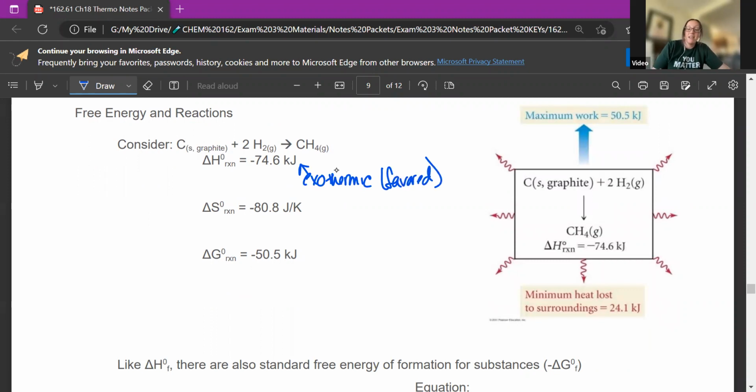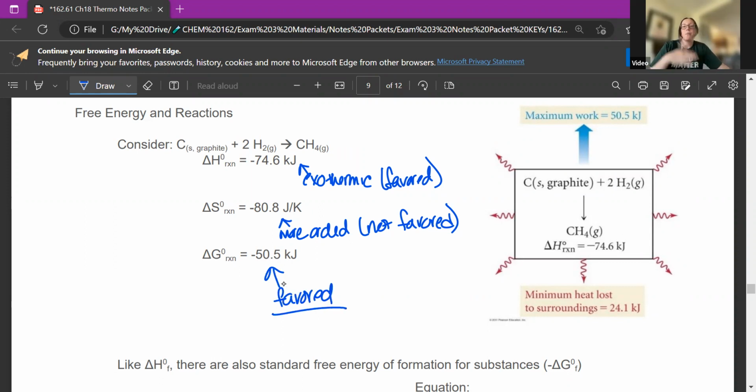Okay, it has a negative delta S, which means it is going to become less entropic or more ordered, which is not favored. So in order to actually find if the reaction is going to be favored or not, we have to plug those values in to calculate delta G. And if you do that, you get negative 50.5 kilojoules, which means that this process is favored. It's negative. So that means the process is favored, or it is a spontaneous process. Okay. So you have to actually calculate it in this case if you have one thing that's favored and one thing that's not favored to figure out if the process is overall favorable or not.